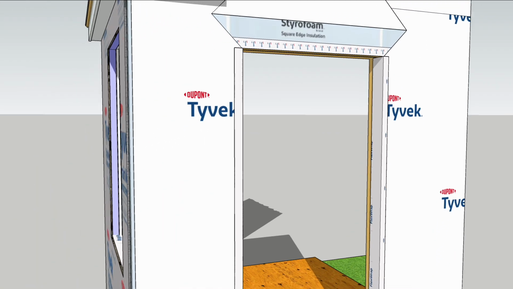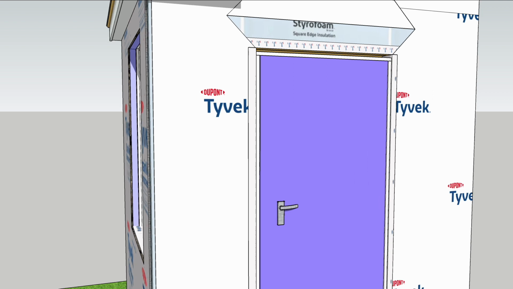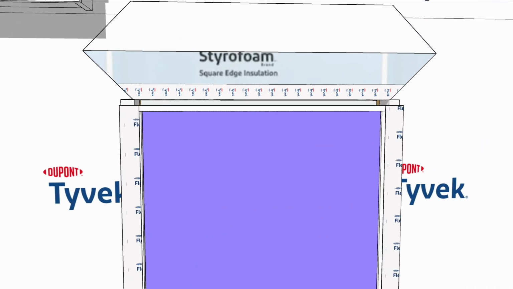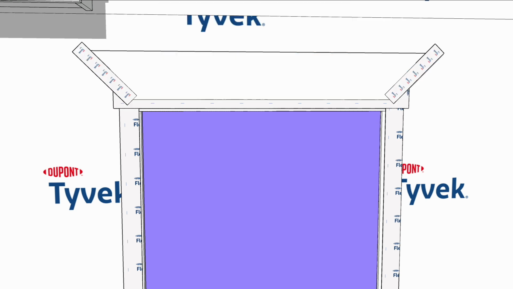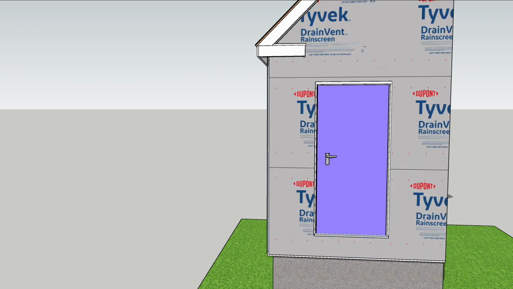Now we can install the door plumb, level, and square, screwing into door bucks and the jack studs. All that's left to do now is integrate the door frame with the Tyvek WRB, which can be done with flashing tape. The inside perimeter will be sealed with Great Stuff, but right now we're going to install some drain vent and the door casing.